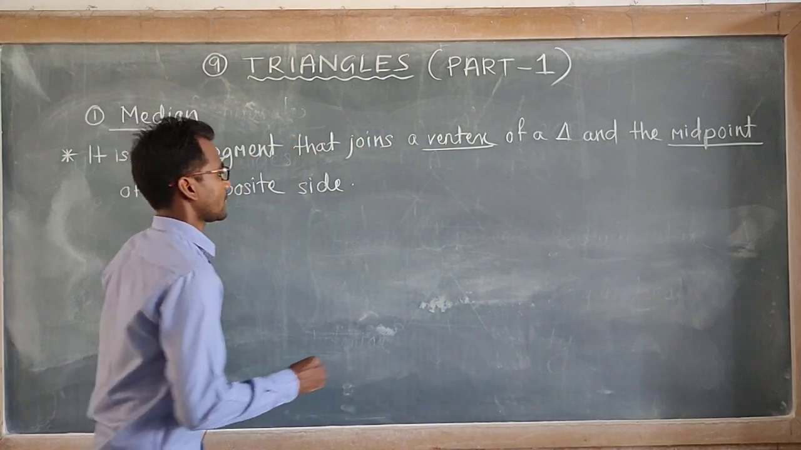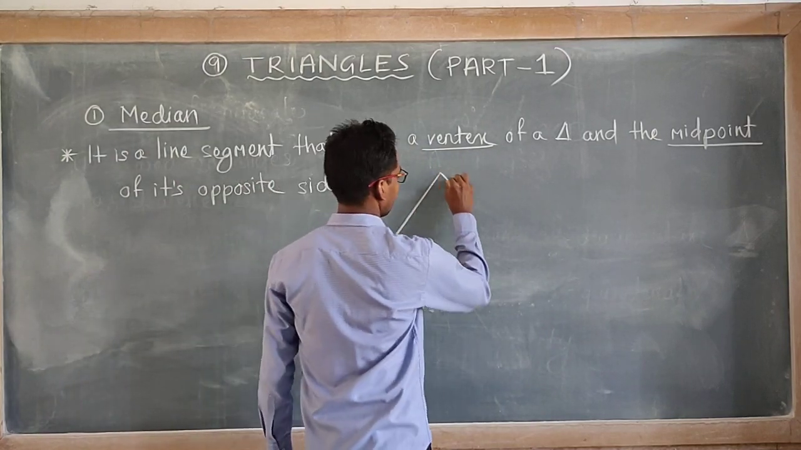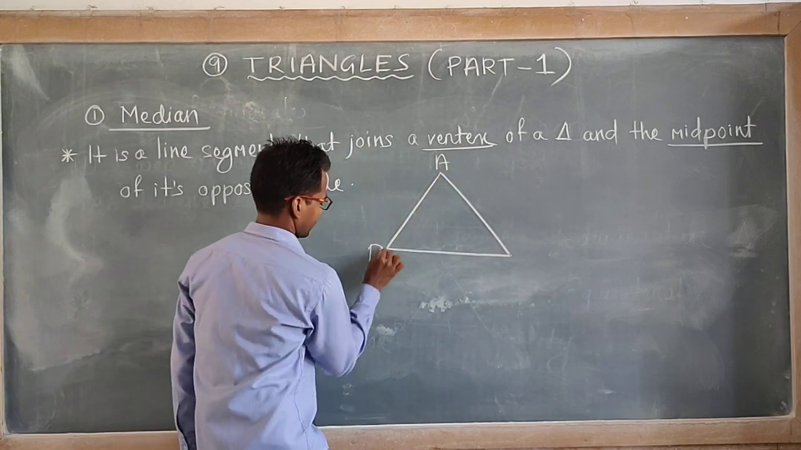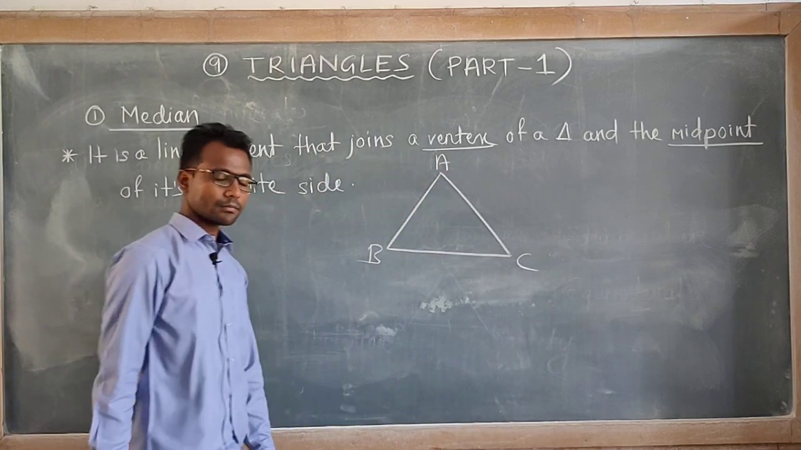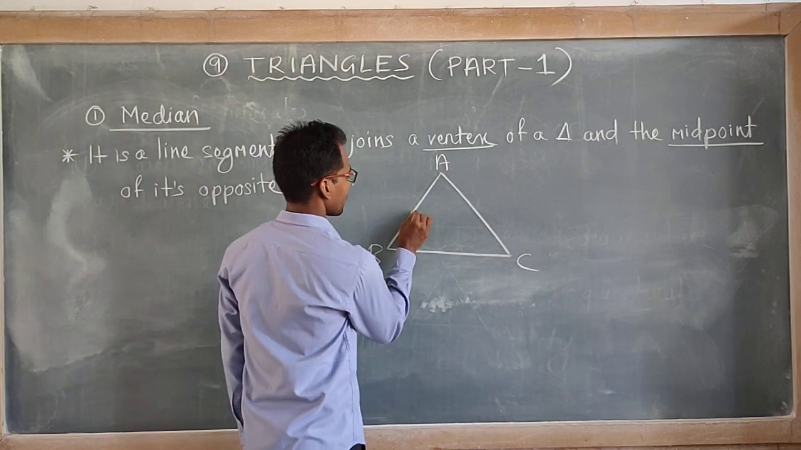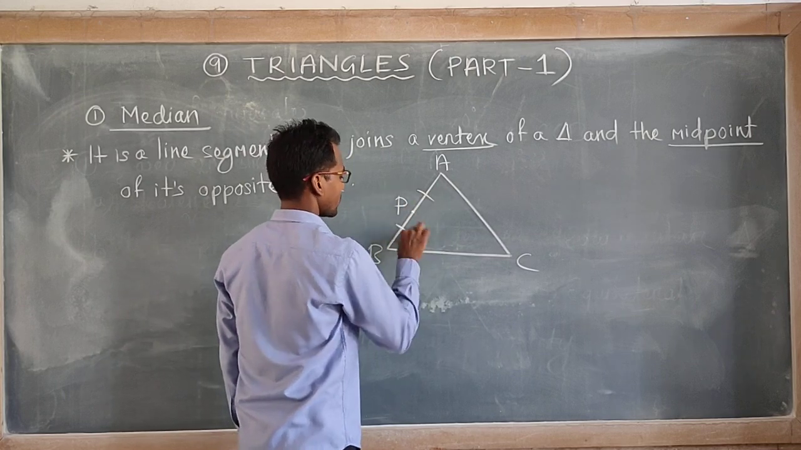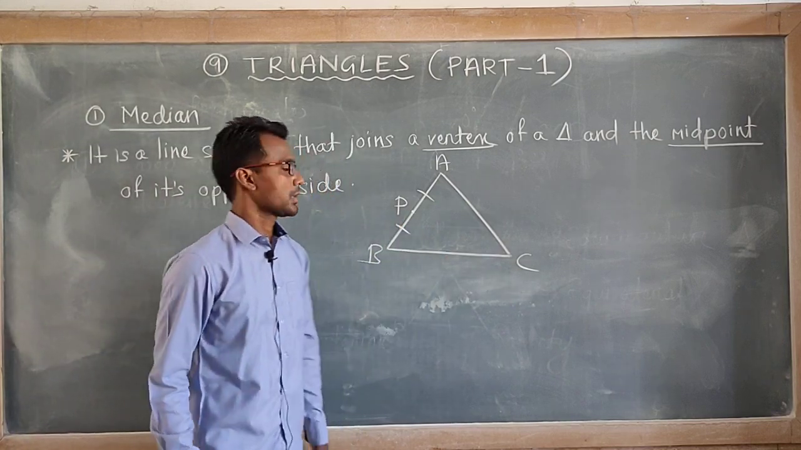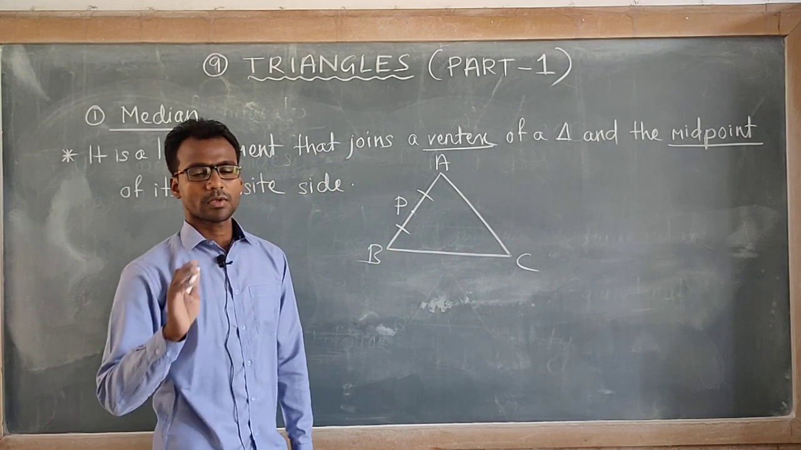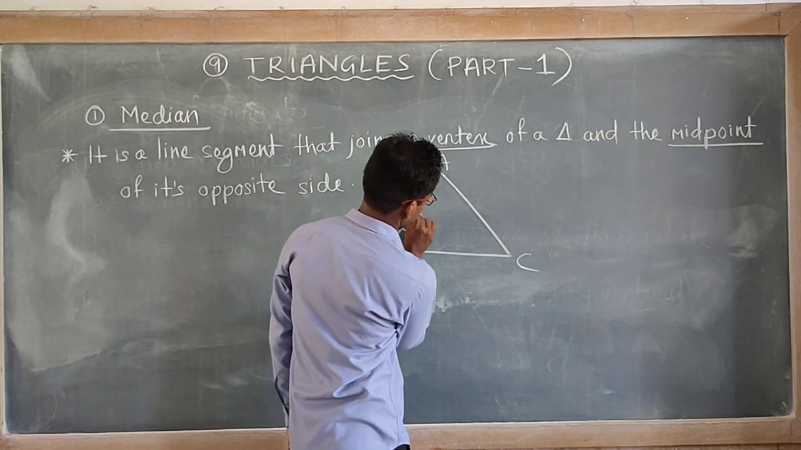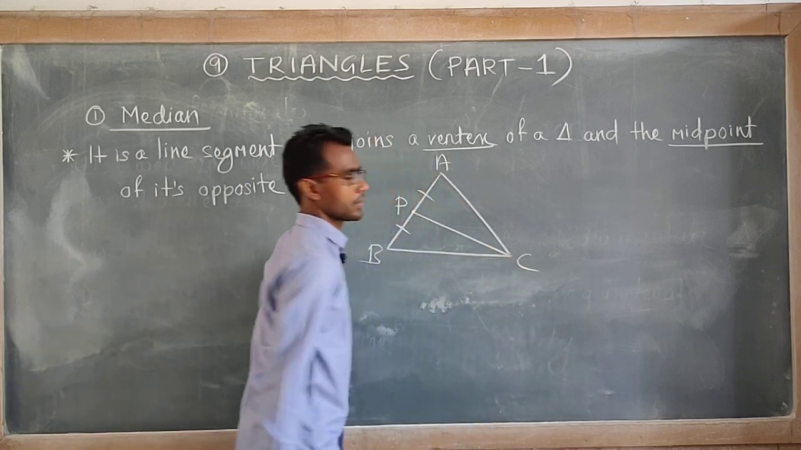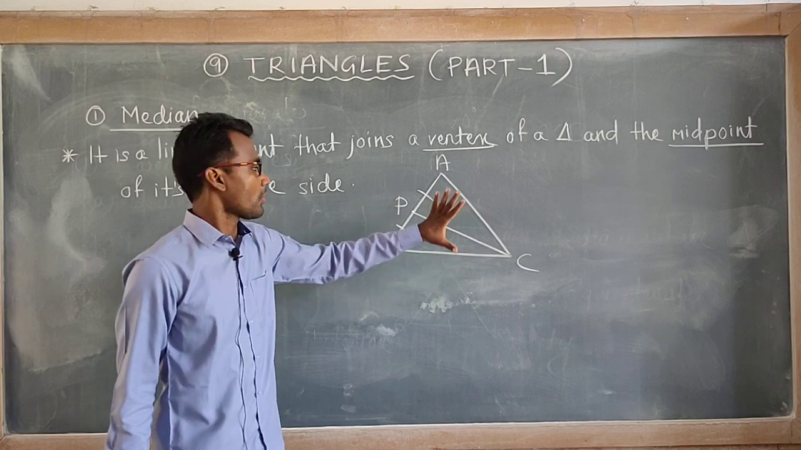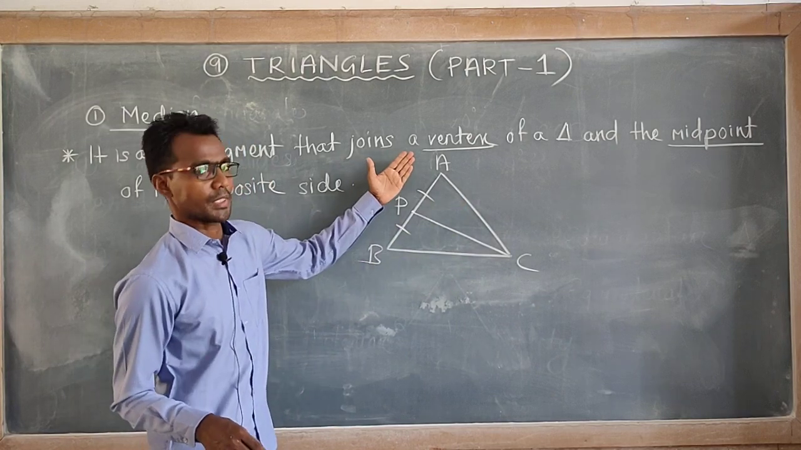Okay, let us see. Suppose we have a triangle A, B, C. Let the midpoint of AB be P. Means this is equal to this. P is the midpoint of AB. Its opposite vertex is C. If we join P and C, then we will get one median. Let us join. So this new line segment CP is the median of this triangle corresponding to the side AB.